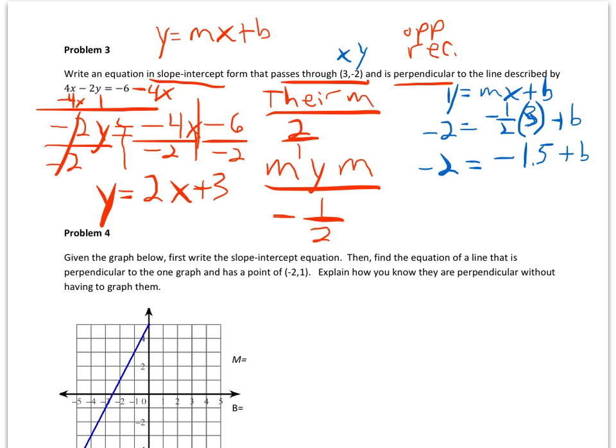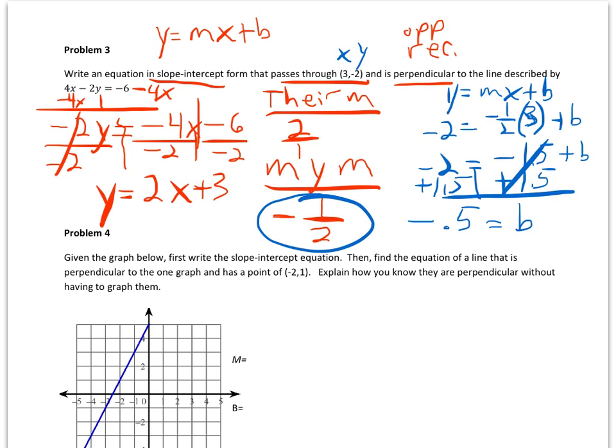How do you get b all by itself? Well, I have a negative 1.5 hanging out over there with it, so I need to add 1.5 to both sides. Okay, so b is equal to negative 0.5. Okay, now I know my m, and now I know my b. So I can easily go back and write my equation.